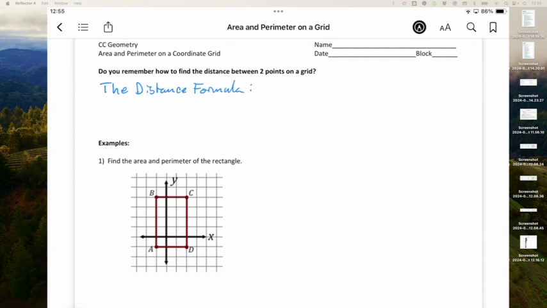Which can be written a couple different ways. My preferred way is to do d squared is equal to x2 minus x1 squared plus y2 minus y1 squared. Now that that's there, let's go ahead and talk about area and perimeter.